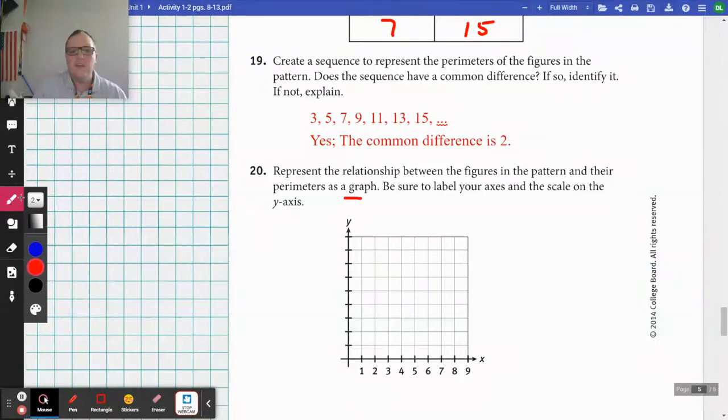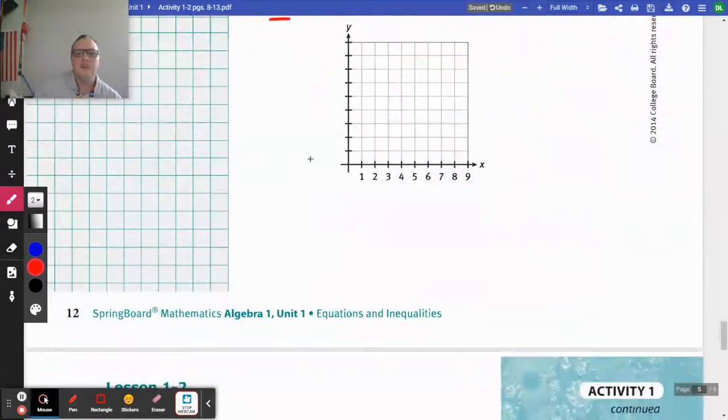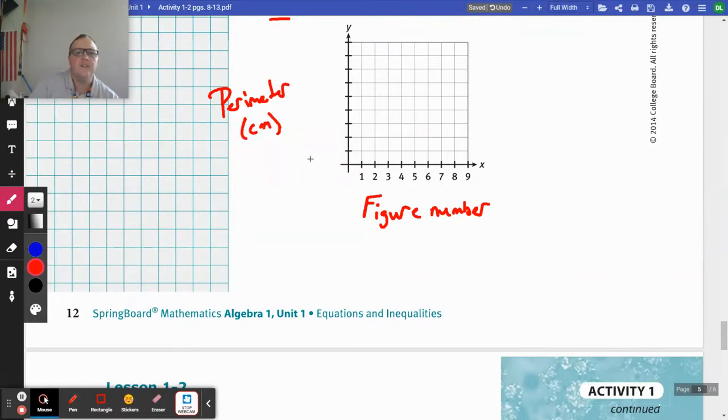So it wants us to graph it. It wants us to label our axes and make sure to scale the y-axis. So what does our x-axis stand for? We go back up here, right? Here's our x's, and that's our y. So the figure number is my x. The perimeter is my y, and that is in centimeters. I need to put my unit.